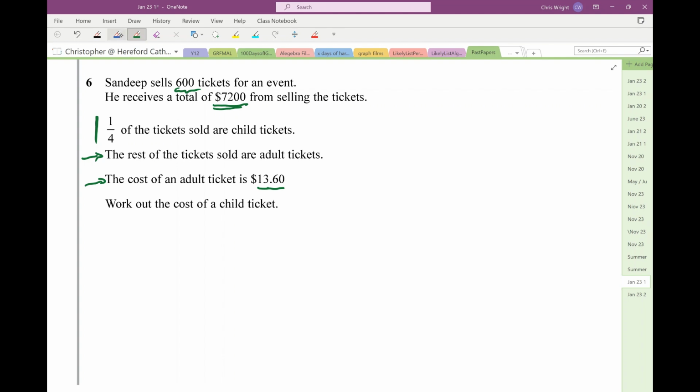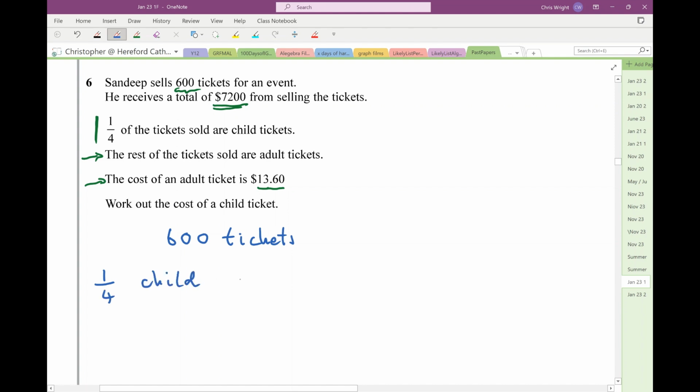Well, let's start out by working out he's got 600 tickets, right? And it says that a quarter are child tickets. So how many child tickets is that? That's going to be 600 divided by 4, a quarter of 600. So he's got 150 child tickets.